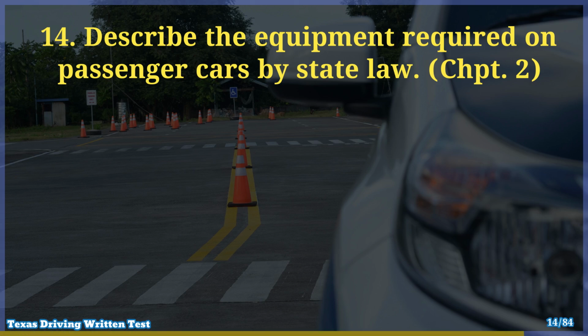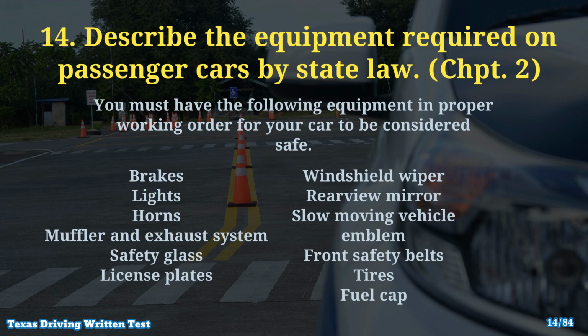14. Describe the equipment required on passenger cars by state law. You must have the following equipment in proper working order for your car to be considered safe: brakes, lights, horn, muffler and exhaust system, safety glass, license plates, windshield wiper, rear-view mirror, slow-moving vehicle emblem, front safety belts, tires, fuel cap.